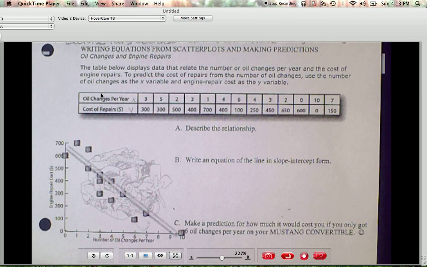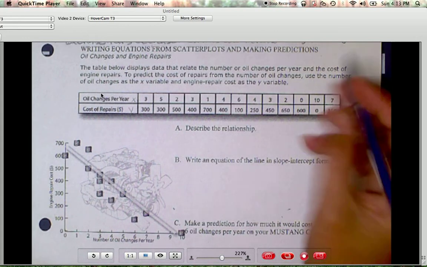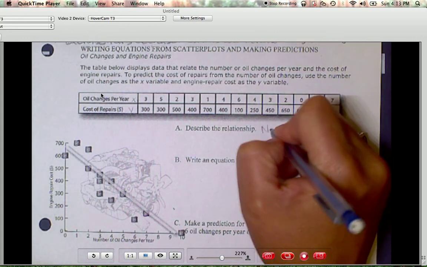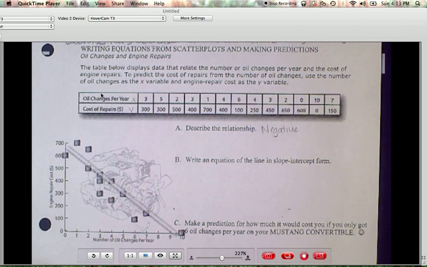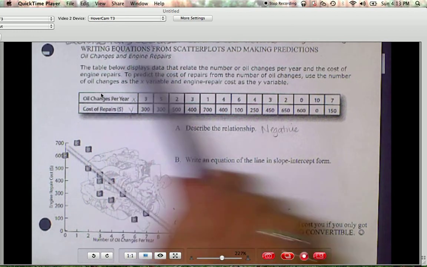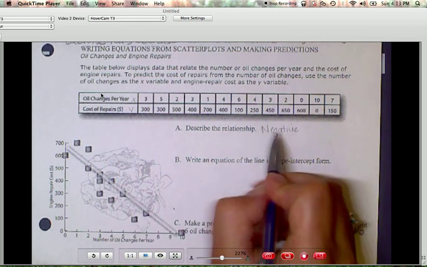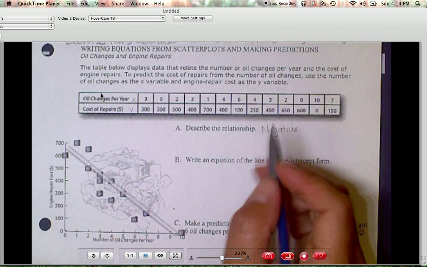So A says describe the relationship. What kind of relationship is this? First of all, we know that it's a negative relationship, negative relationship because it's going downward. But we want to also describe it, not just the type, but put into words what's happening.